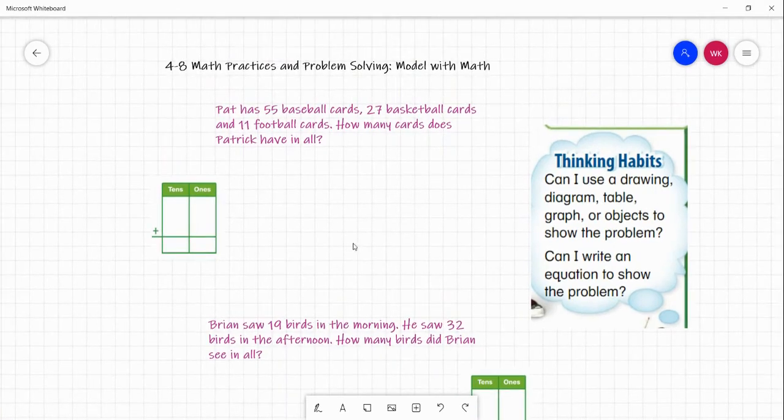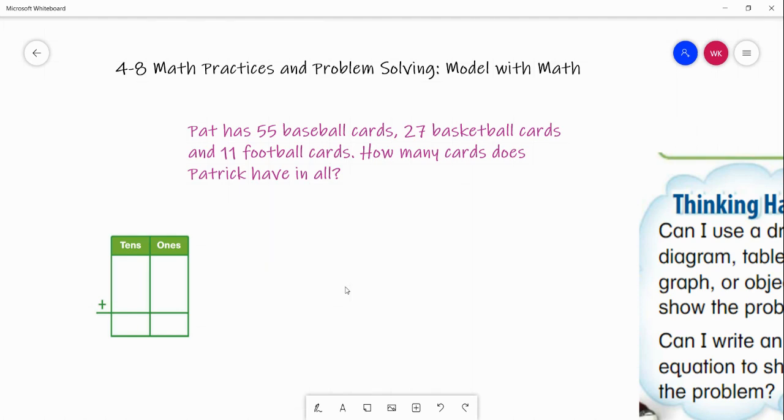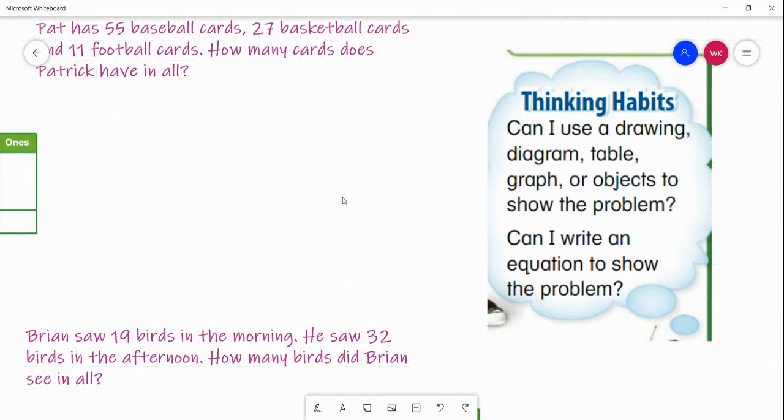Hi friends, this is the last unit or lesson in chapter 4. So it is 4-8, Math Practices and Problem Solving: Model with Math. So I like this from the book.